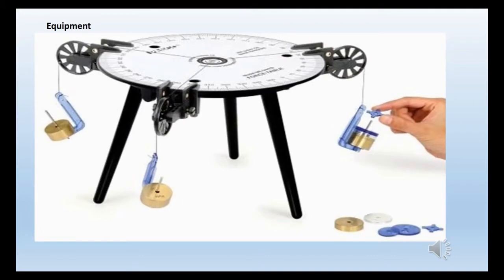Equipment. Force table experimental setup. Force table with the center post and three legs, three super pulley clamps, three mass hangers, a plastic ring, and a spool of thread.